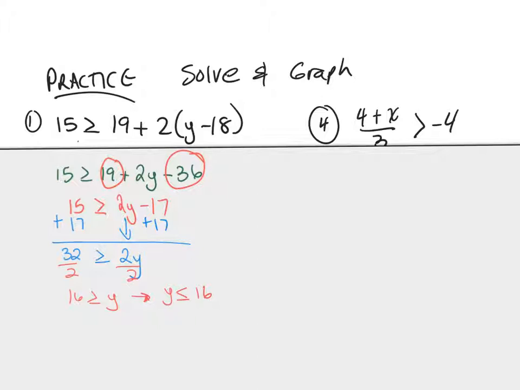Now this graph is going to be, if this is 0 and this is 16, the graph is going to be a closed circle on 16, shaded to the left. And again, I know it's shaded to the left because when I have y first, this arrow tells me the direction of the shading. So if 16 is greater than y, y is less than or equal to 16. And that's my answer.